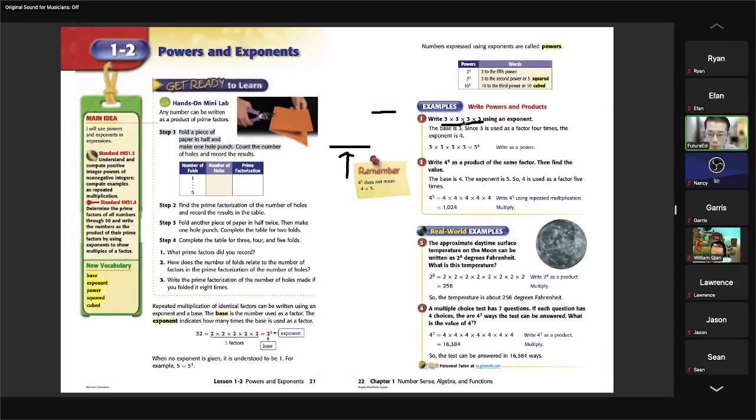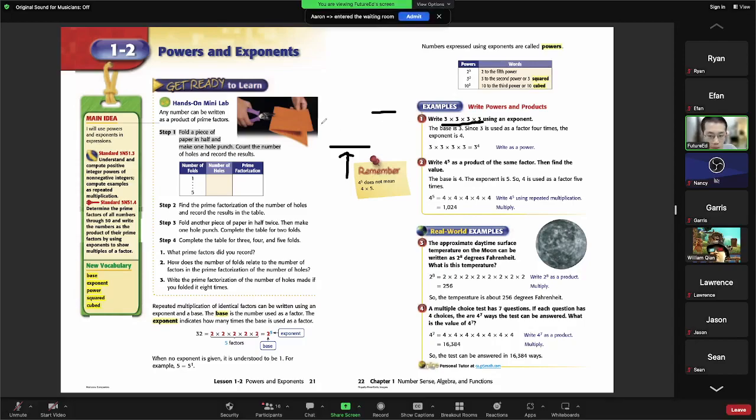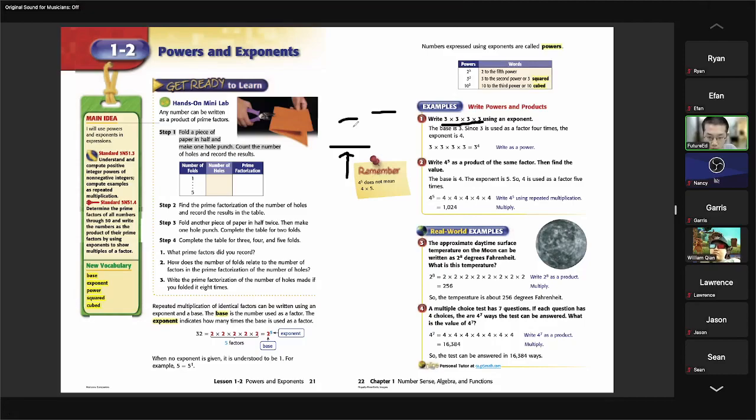Kevin, can you tell me what the base of 3 times 3 times 3 times 3 would be? Kevin, are you here? So the base, it's the number that's being multiplied, right? So in this case, it would be a 3.